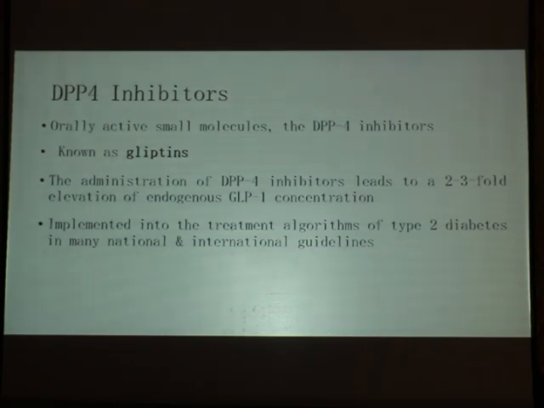So for any molecule to be effective, it has to raise the concentration of native GLP-1 by 2-3-fold. These are orally active DPP-4 inhibitors, mind you. If you take an injectable form, called the GLP-1 analogs, like, you know, we had Byetta and now we have Victoza, what do they do? They elevate the GLP-1 molecule not by 2-3-fold. They increase it to 10-fold and therefore they are more effective.